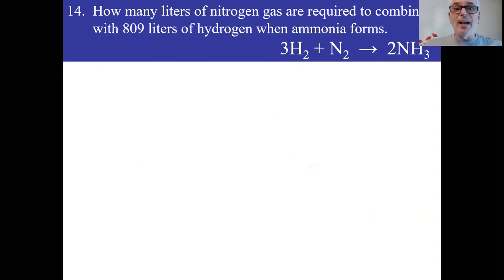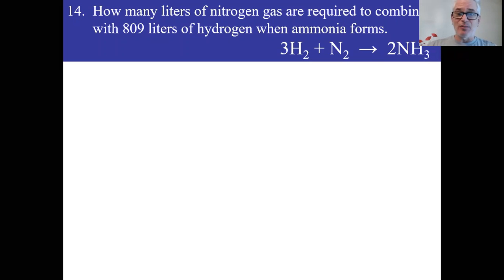That's an extra slide. Well, we skipped one, and now we're up to 14. In this reaction, we have hydrogen and nitrogen that are going to make ammonia. They're going to synthesize together, and there's a balanced chemical equation here. We have 3 moles of hydrogen and 1 mole of nitrogen, going to make 2 moles of ammonia. Now, this question says, how many liters of nitrogen would be required to react with exactly 809 liters of hydrogen when ammonia forms?